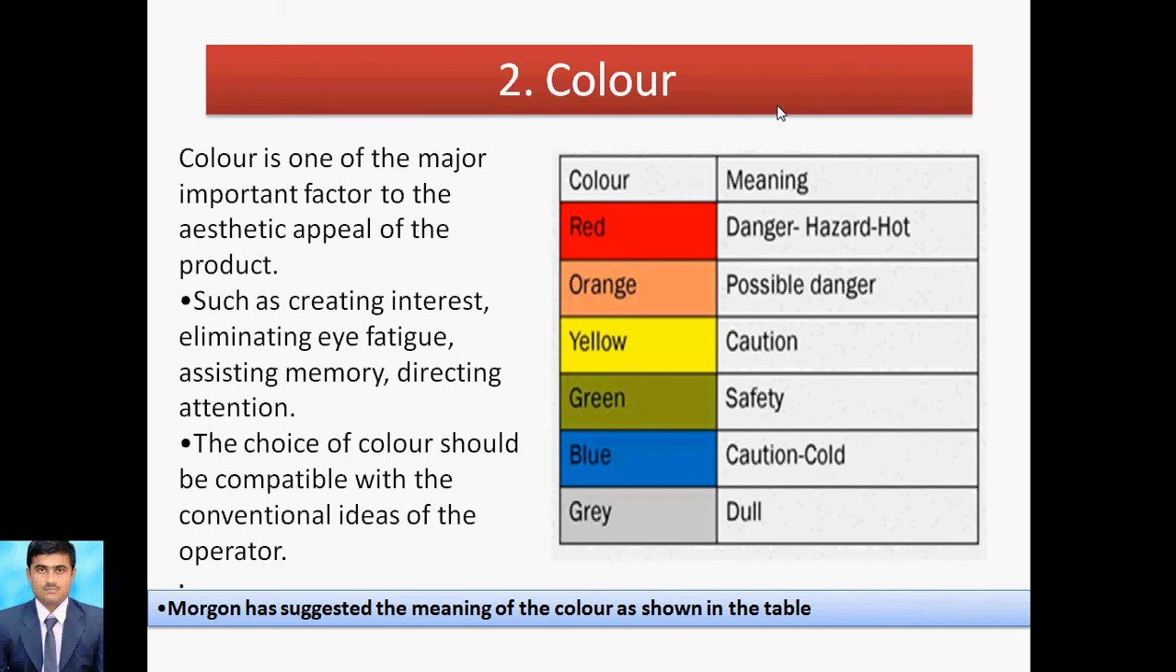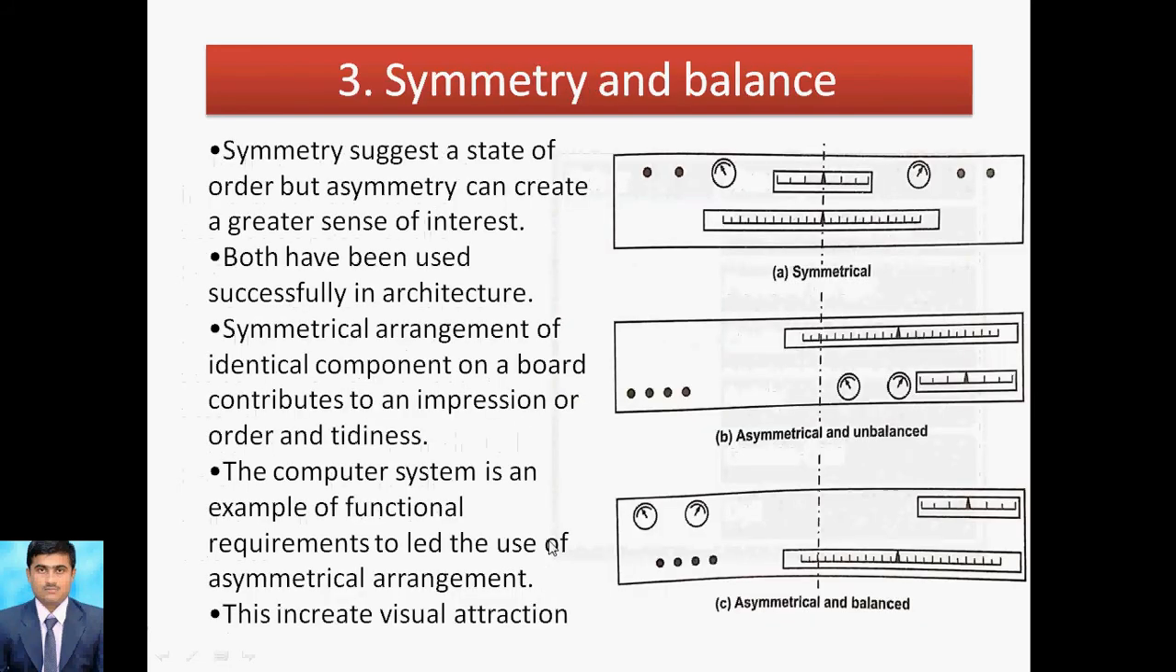First is red, which we can use at a danger point, or the hot side. Orange we can use for a possibly dangerous condition. Then yellow is caution. Then green is for safety points. Then blue is caution for cold, or the system. Then gray color we can use on the dull side. So these are the main feature colors we can use. This is the suggestion by Morgan.